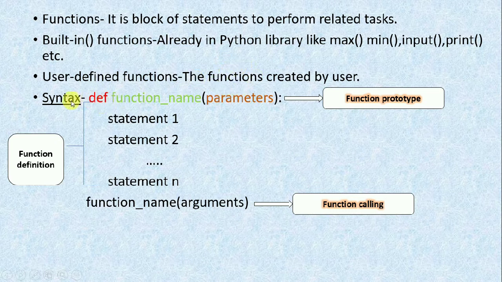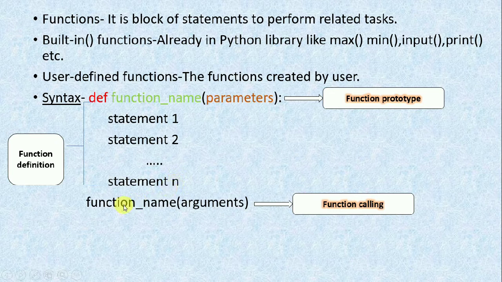Now the syntax to create the user defined function is, first of all we write down the keyword def, give a space and then type the function name. Then inside the parenthesis we need to give the parameters, and after closing the parenthesis we need to give a colon sign. So this first statement is also known as the function prototype, which tells us the parameters, type of parameters and the number of parameters and the function name. Then after this, we have statement 1, statement 2 till statement n, that is the operation we want the function to perform. So from here till here, this is known as the function definition.